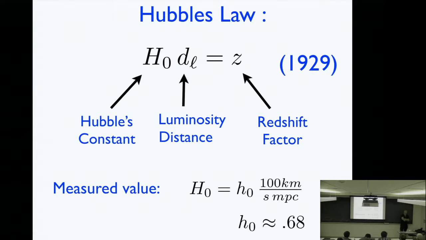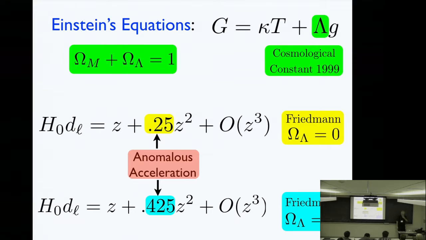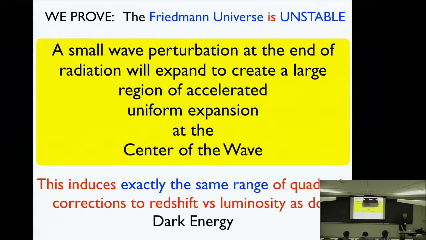Okay, so I'm just going to go through this a little more carefully to say how we got them. There's Hubble's law, redshift versus luminosity. And the question is, what's the correction? You could view the supernova data as asking, what's this correction? So the Einstein equations with the cosmological constant, if you put it in, they measure this. The standard model gets that. Okay? That's what I said. So we want to show the standard model is unstable. A small wave perturbation at the end of radiation will expand and create a large region of accelerated uniform expansion at the center of the wave. It induces exactly the same range of quadratic corrections to redshift versus luminosity as dark energy.